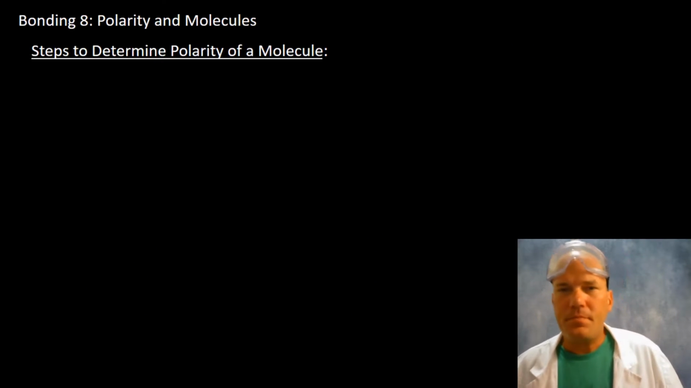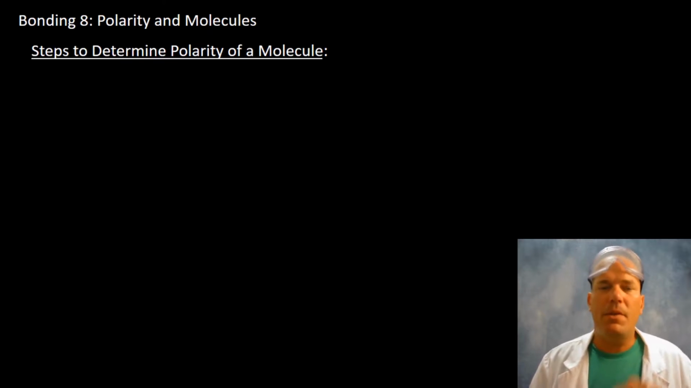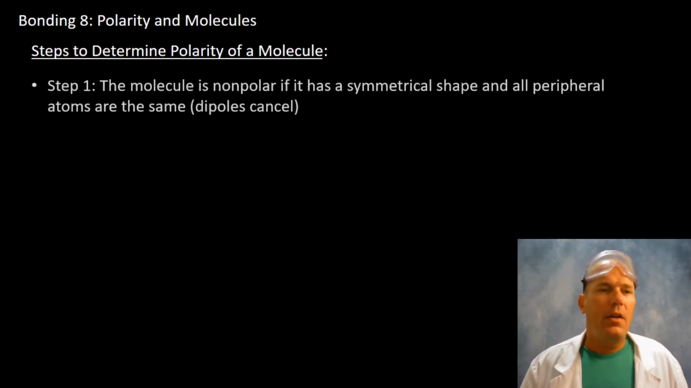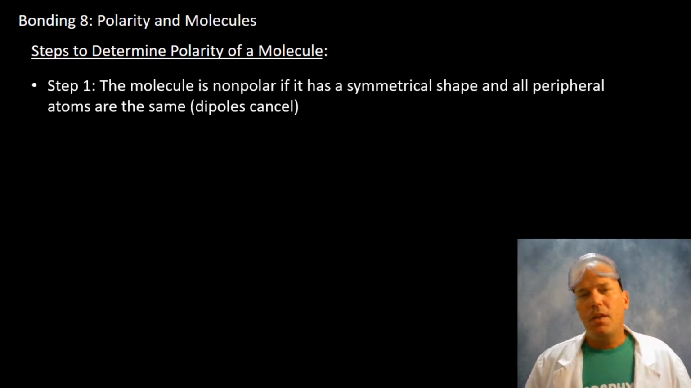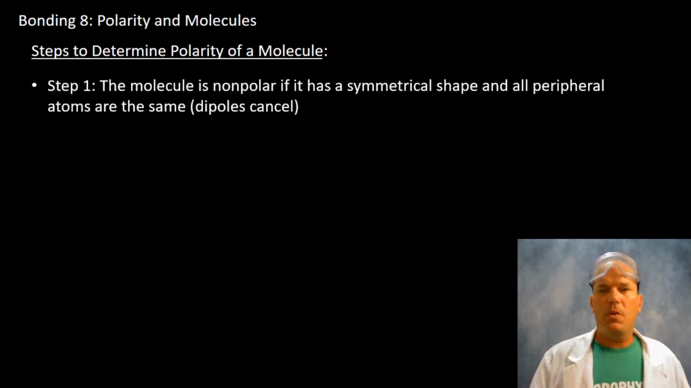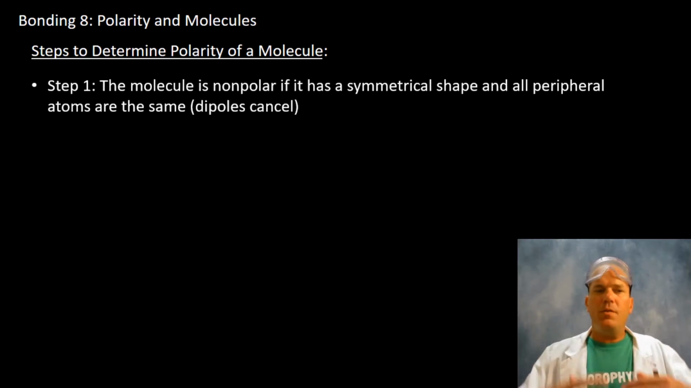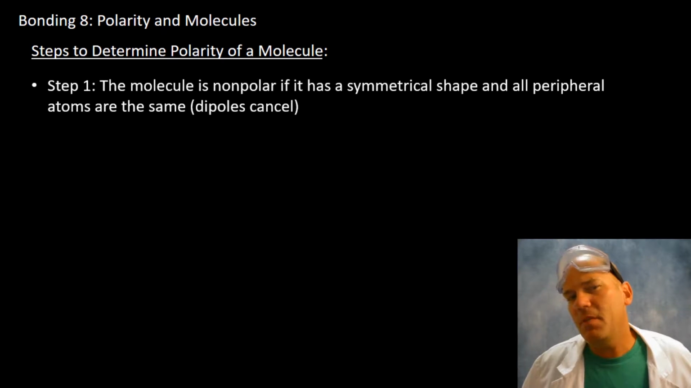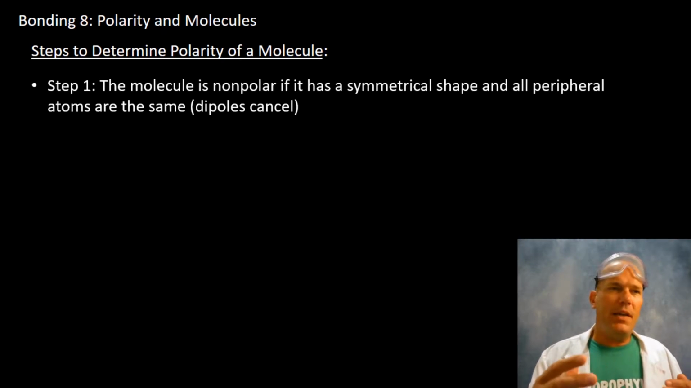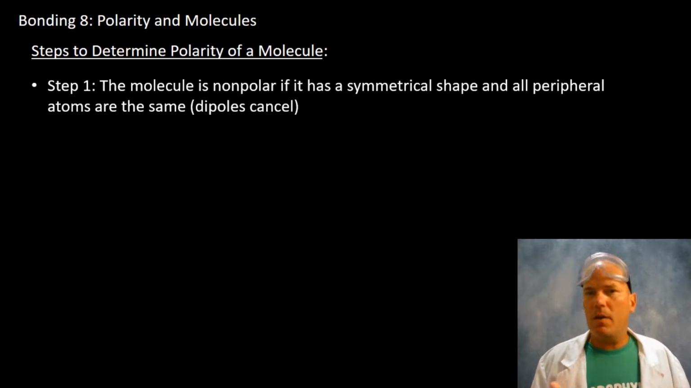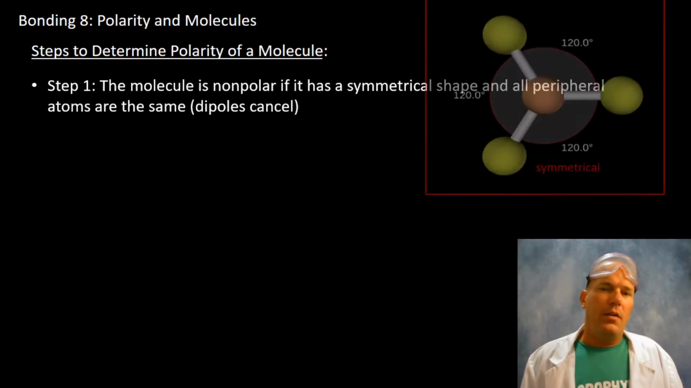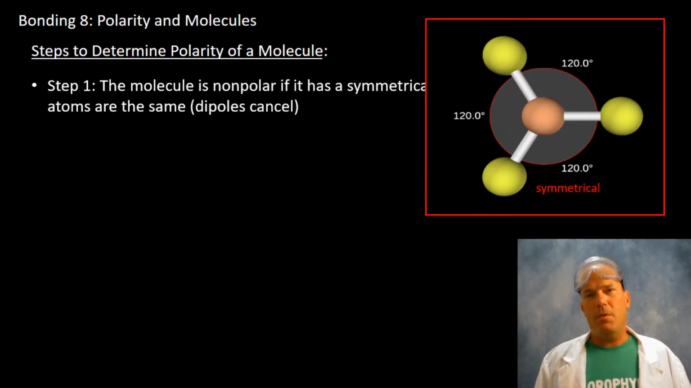All right. So here are the steps. I want you to write these down. Step number 1. If the molecule is nonpolar and symmetrical, and all of the outer peripheral atoms are the same, the dipoles cancel out. And we saw that with carbon dioxide. Okay? Think of the tug of war example.